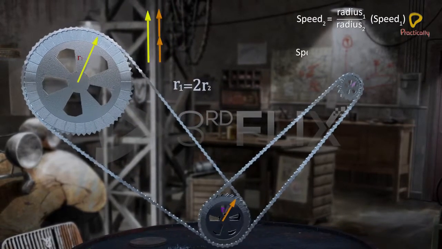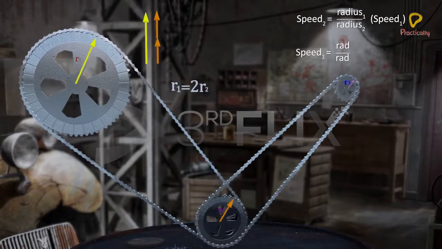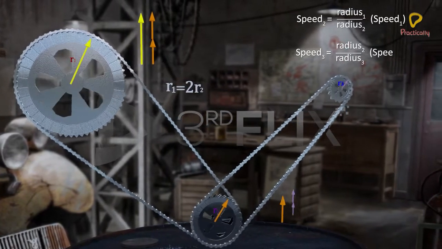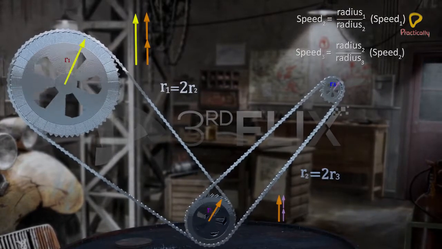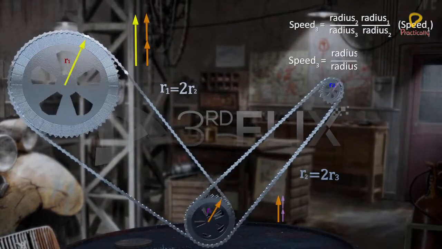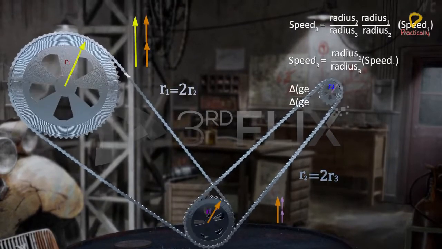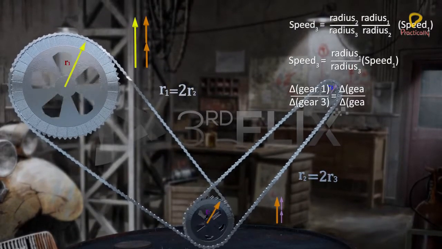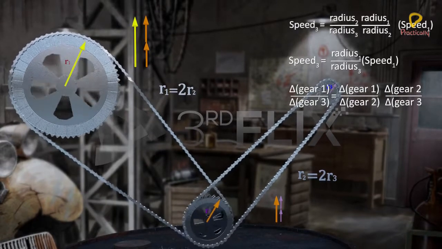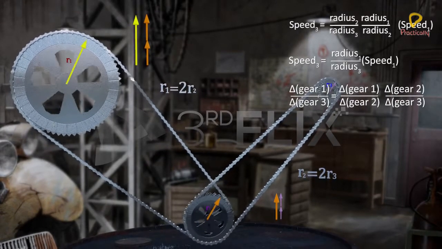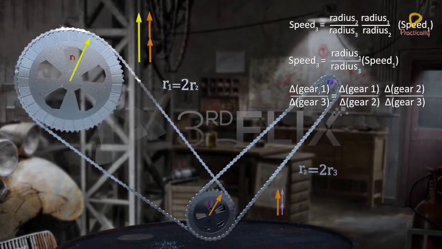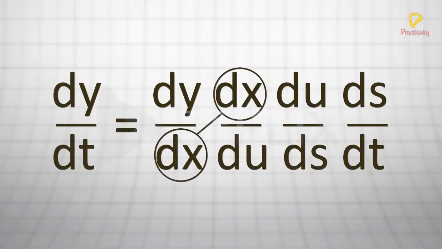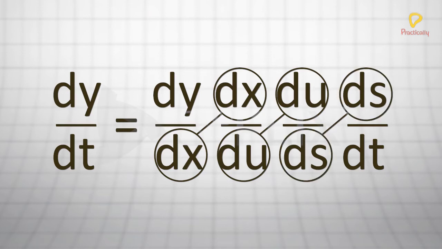Similarly, if gear 2 is twice as big as gear 3, then gear 3 turns twice as fast as gear 2, and the speed of gear 3 is 4 times the speed of gear 1. To put it differently, the rate of change between gears 1 and 3 is the same as the product of the rate of change between gears 1 and 2 and the rate of change between gears 2 and 3. Therefore, we can say that the total rate of change is the product of the two intermediate rates of change.